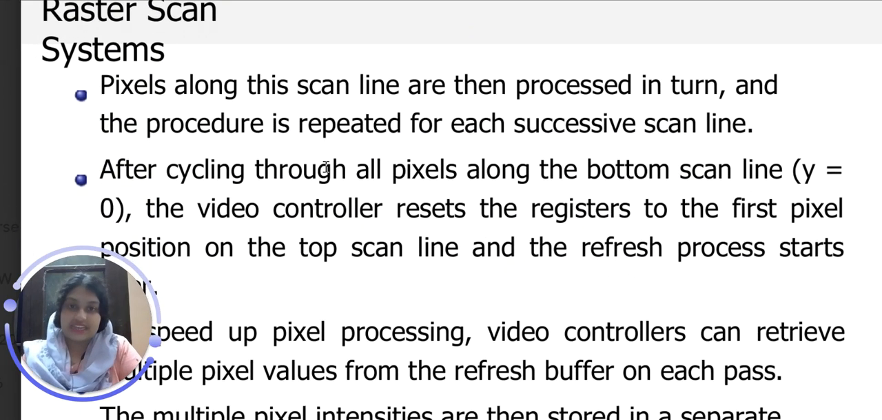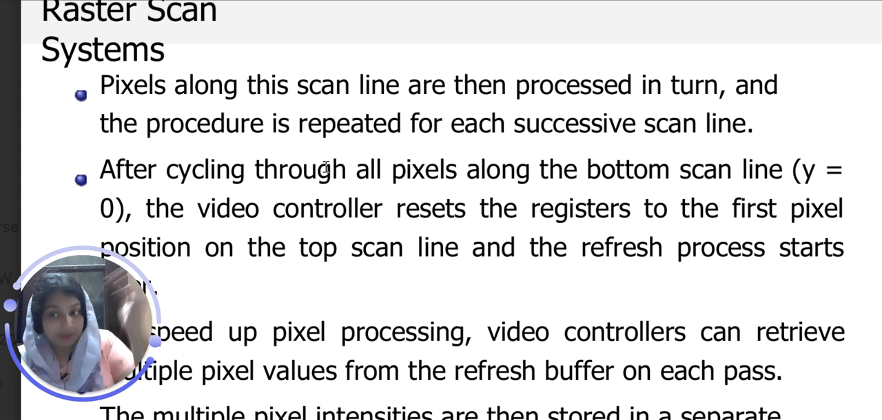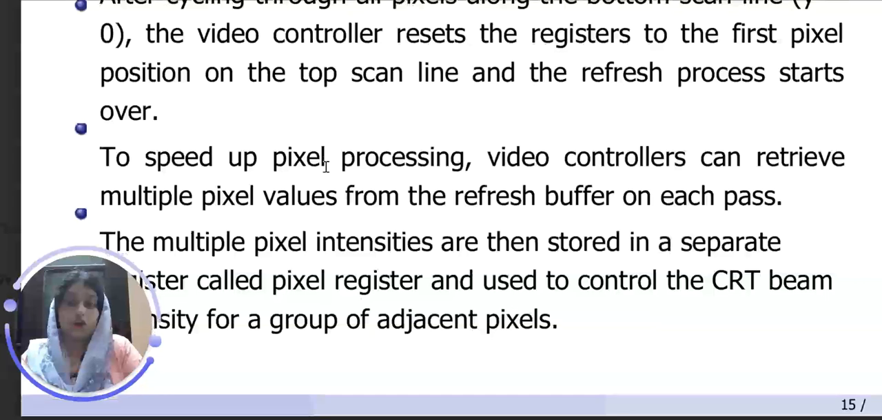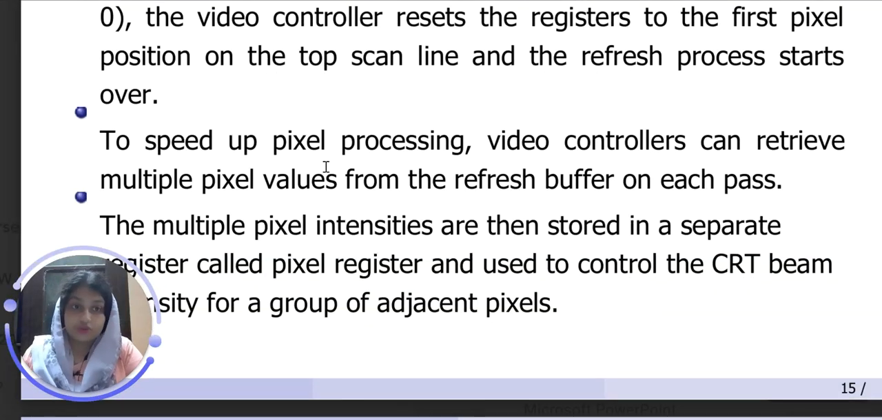Now, pixels along the scan line are then processed in turn and the procedure is repeated for each successive scan line. After cycling through all pixels along the bottom scan line, Y will be equal to 0 because Y was decremented. The video controller resets the register to the first pixel position on the top scan line and then the refresh process starts over.